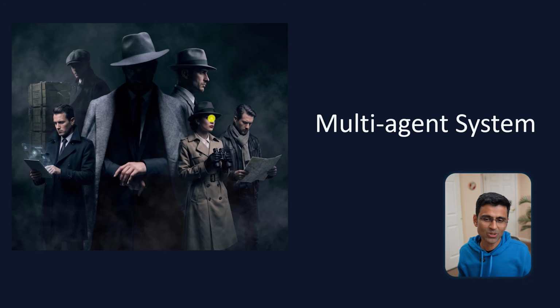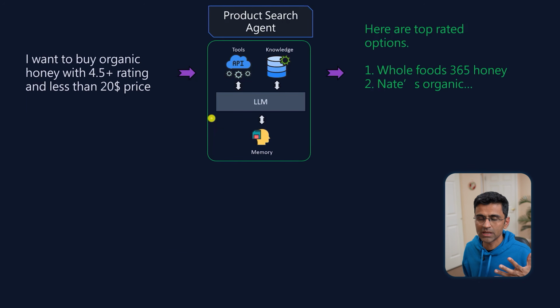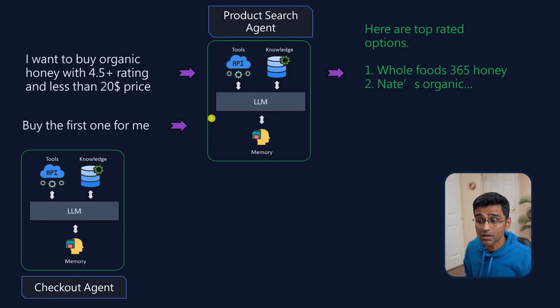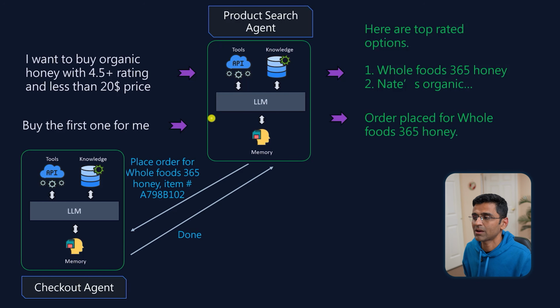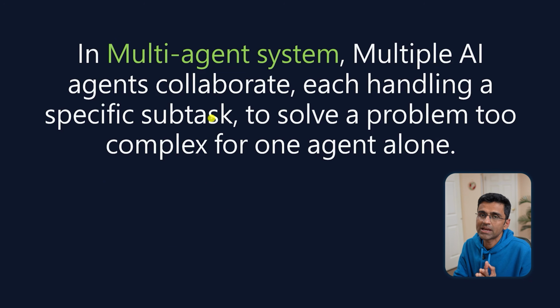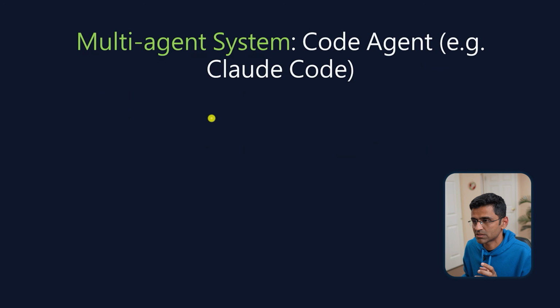All right. Now let's talk about multi-agent system. In the example that we saw, we can have multiple agents. First one can be product search agent, whose responsibility is to find products for you. And when you say, hey, buy this product for me, it may call another agent, which is checkout agent, with a specific request, and that will take care of checkout. So you can have multi-agent system where multiple AI agents collaborate, each handling a specific subtask to solve a problem too complex for one agent alone.